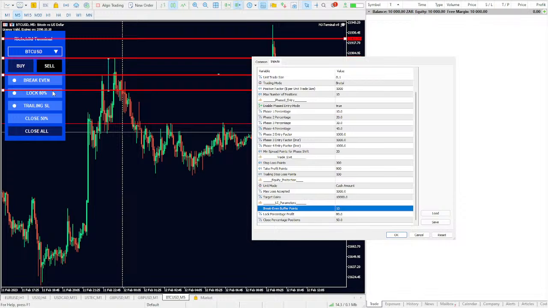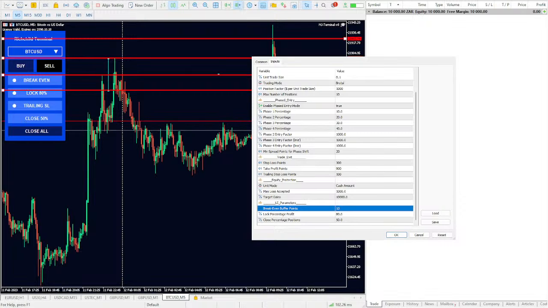Remember guys, we've got this break even button. When you click it, it will take all trades and put them on the entry point so that you don't lose anything. However, we can actually offset it so that it doesn't go exactly on the entry point. It can go a little bit forward, or a little bit down on a sell, so that at least you make something instead of just coming out without anything.